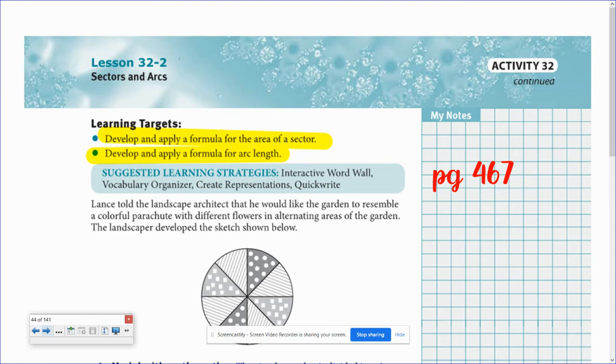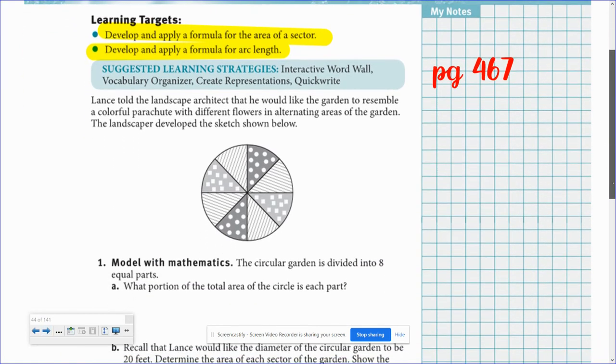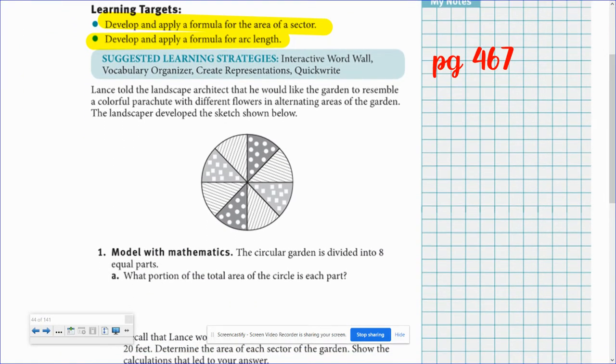Okay. So let's look at this picture here. It says Lance told the landscape architect he would like the garden to resemble a colorful parachute with different flowers in alternating areas of the garden. The landscaper developed a sketch of the garden below here. So you can see we have our circle and all these different parts that he's going to separate using different kinds of flowers. Now in number 1, it says the circular garden is divided into 8 equal parts. What portion of the total area of the circle is each part?